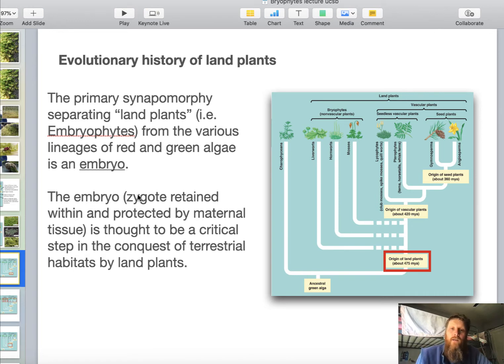This is in contrast to organisms that disperse their eggs into the water. Some algae do this. Some animals like fish will do this. Spawning fish like salmon just put their eggs and their sperm right out into the water. But you can imagine how the development of an embryo would be important in the conquest of land, when these plants first came up out of the water and became terrestrial organisms.